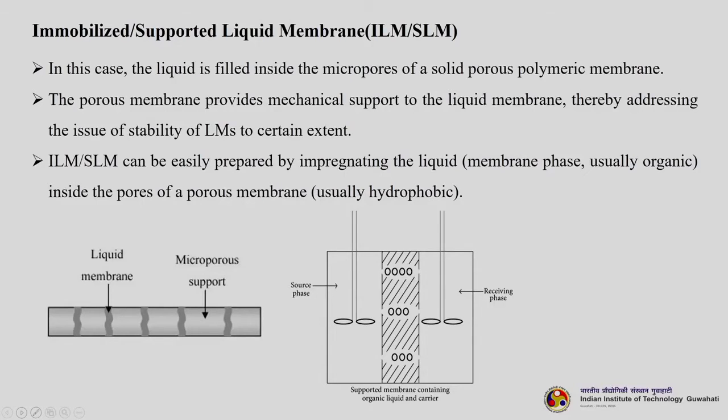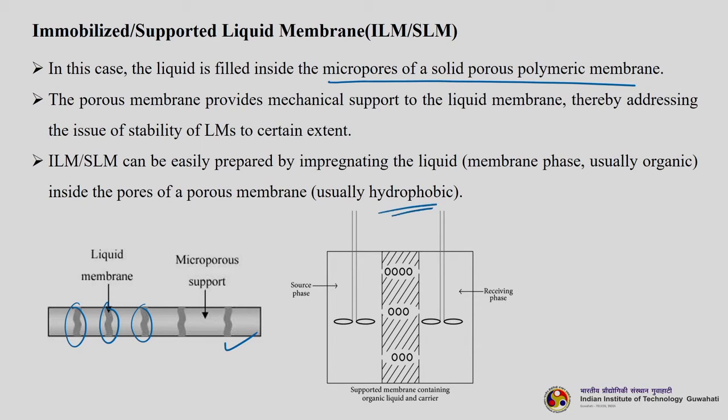So, next one is immobilized or supported liquid membrane. You can call it ILMs or SLMs. Now, in this case the liquid is filled inside the micropores of a solid porous polymeric membrane, just like this. Let us assume this is a microporous support, and these pores are filled with the liquid membrane. It is very easy to do in the lab actually. The porous membrane provides mechanical support to the liquid membrane, thereby addressing the issue of stability of the liquid membranes to a certain extent. Now, ILM, SLM can be easily prepared by impregnating the liquid, that is the membrane phase, usually organic, inside the pores of a porous membrane, usually hydrophobic.